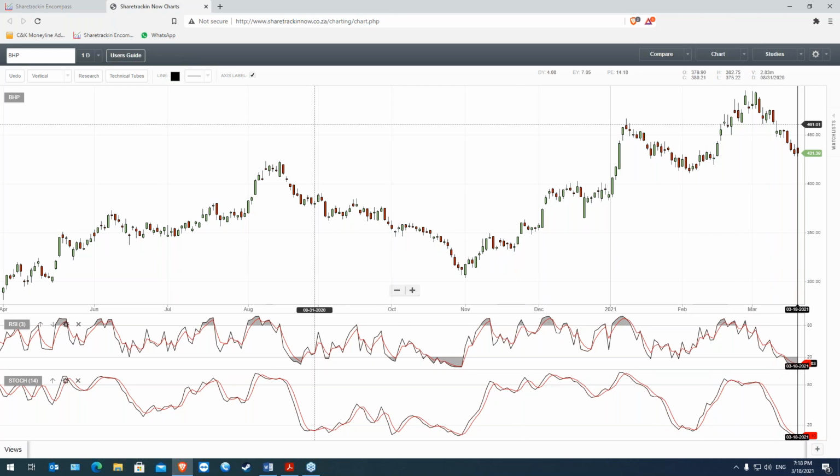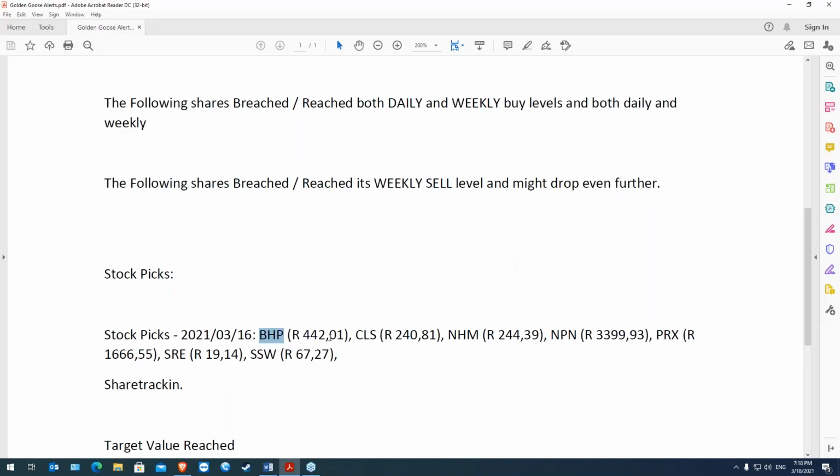Then you can just move over to the next one. Take the same with CLS: go and analyze the share. Take Northern Platts, analyze the share. Take Naspers, analyze the share. And if they're not at the buying levels yet, take the shares and put them on a watch list. So that's a little bit more interaction with the software.